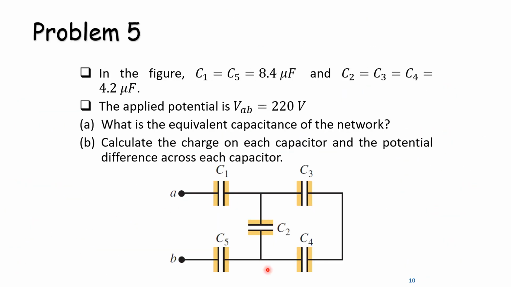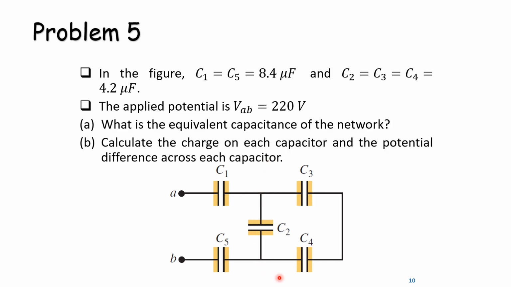So for our next problem, we have this network of capacitors. In the figure, C1 equal to C5 is equal to 8.4 microfarad, and C2, C3, and C4 are equal to 4.2 microfarad. The applied potential is equal to 220 volts. What is the equivalent capacitance of the network? And calculate the charge on each capacitor and the potential difference across each capacitor.